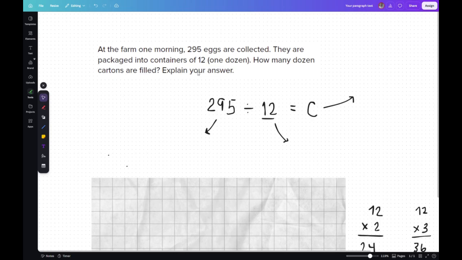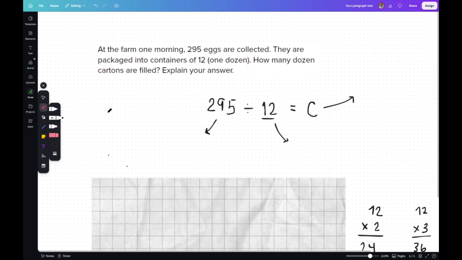Okay, so we have this problem and it says at the farm one morning 295 eggs are collected. They are packaged into containers of 12, 1 dozen. And the question says how many dozen cartons are filled? Explain your answer. So we have evidently a division because the problem is asking us to find how many cartons can be filled and they have to be packaged into containers of 12.